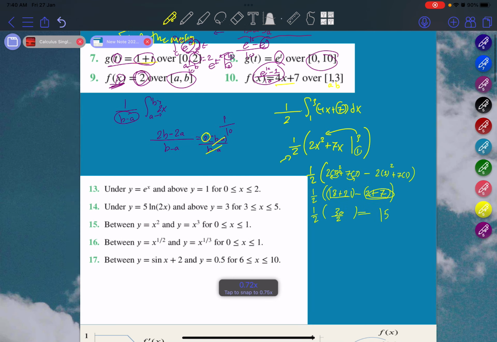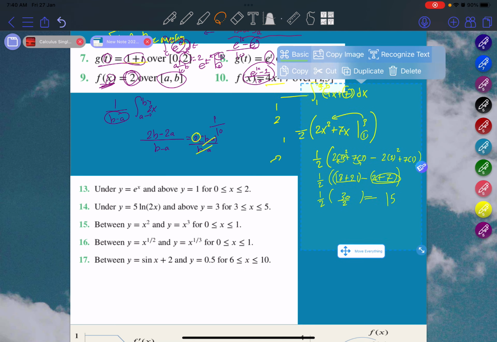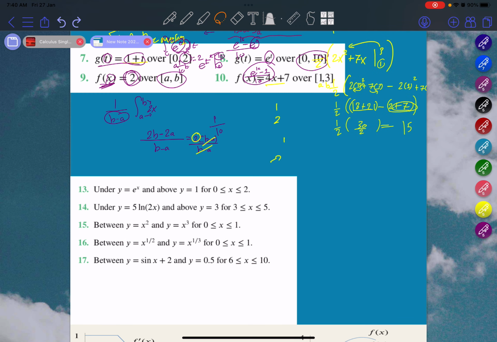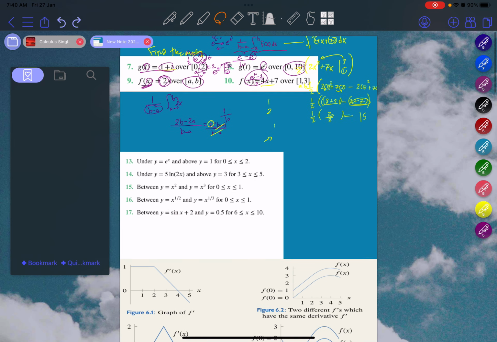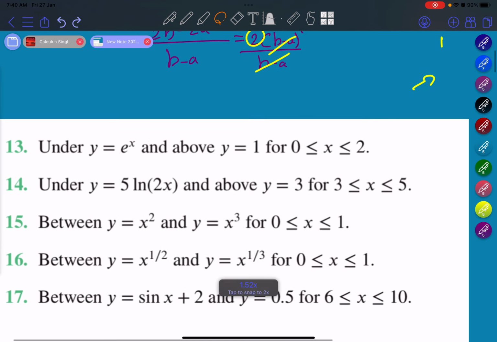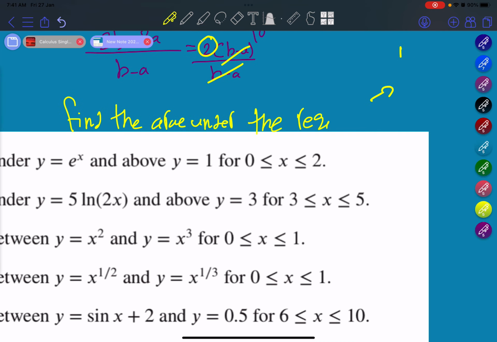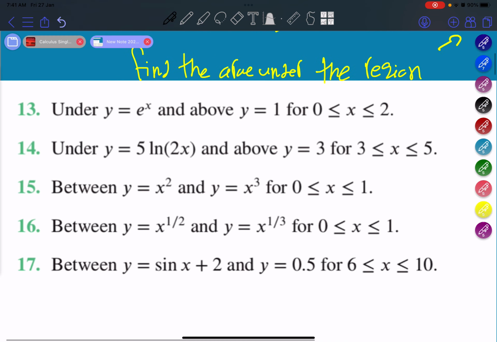So this is our final answer for this question. That being said, I hope that we finished the first question. Now our second question states, find the area under the region. Okay, so let's find the area under the region.